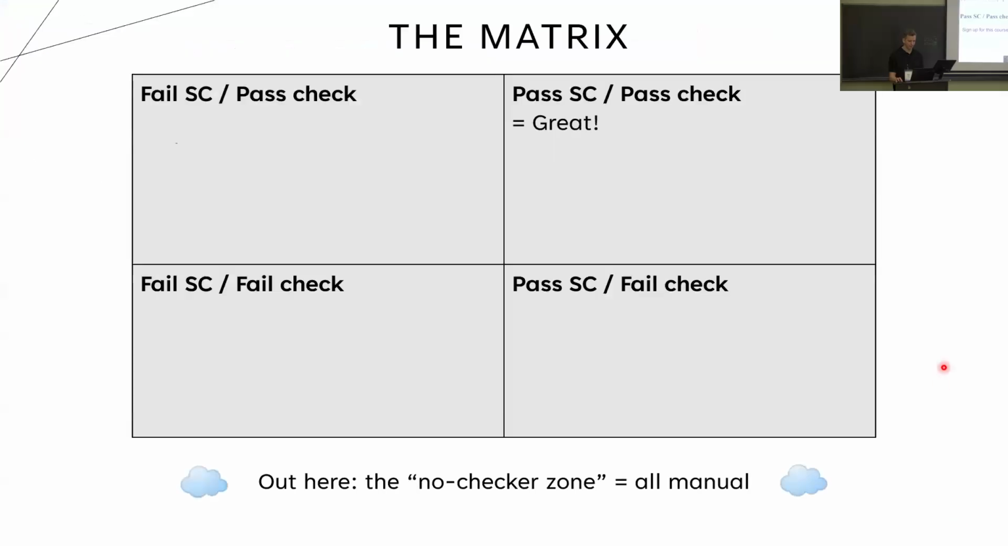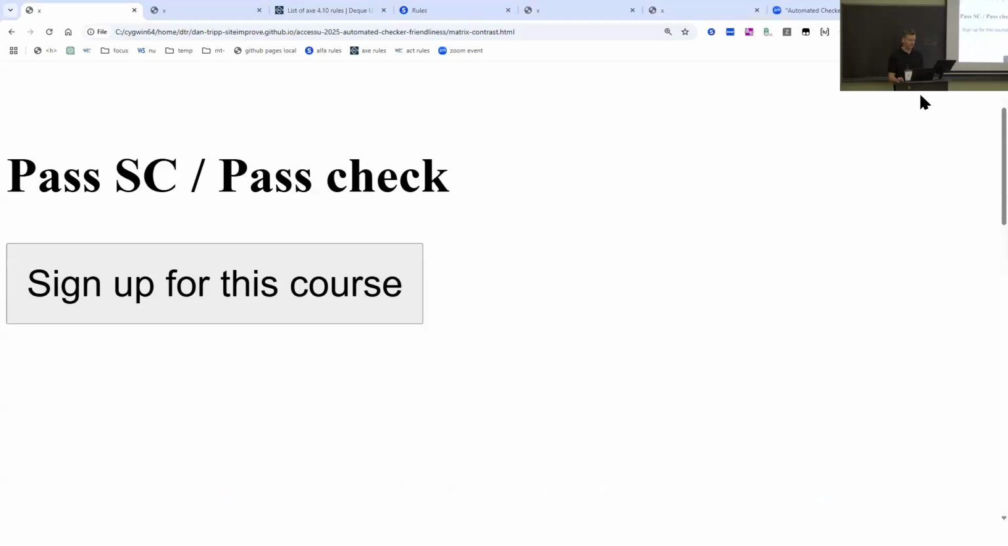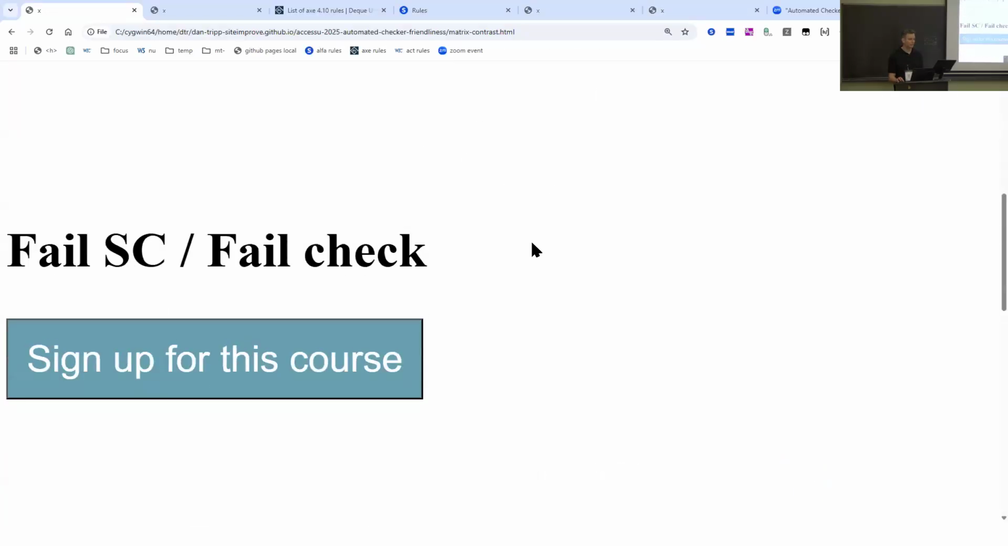The next one is failing the SC and failing the check. This is not great, but at least your automated checker is giving you accurate information about what you need to fix. And an example of this is on the demo page here, we have that same button, sign up for this course. It has white text on a blue background, and this is something like 2.5:1 contrast, and it fails the SC, and it fails the check. So still, we're in pretty straightforward territory here.